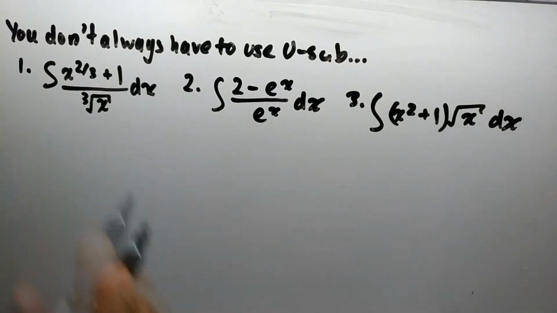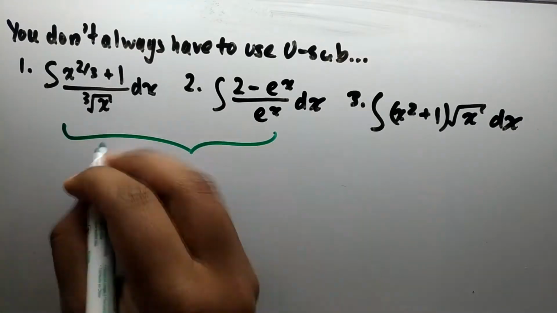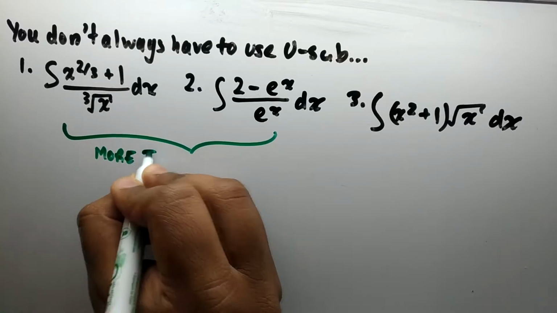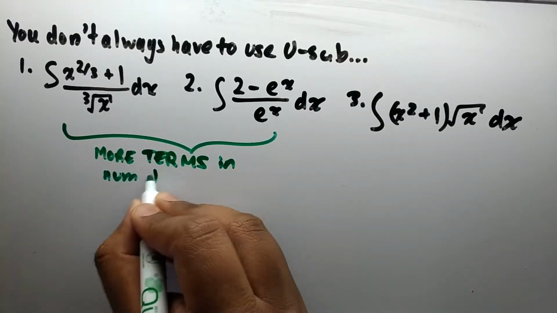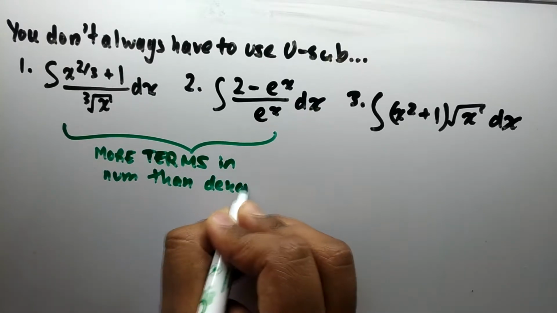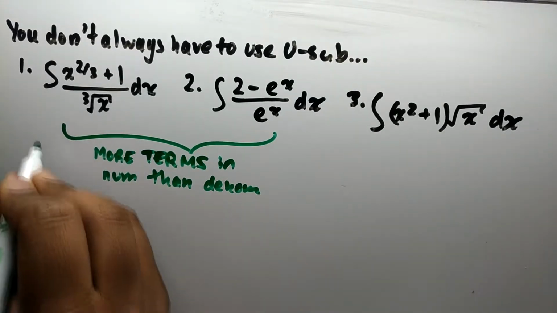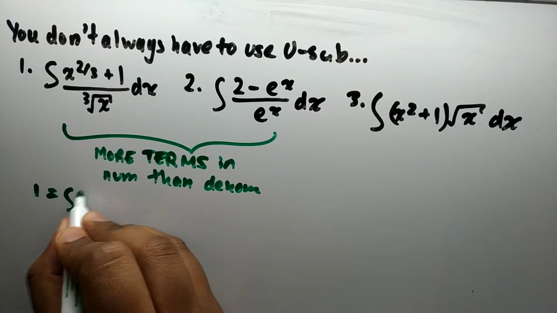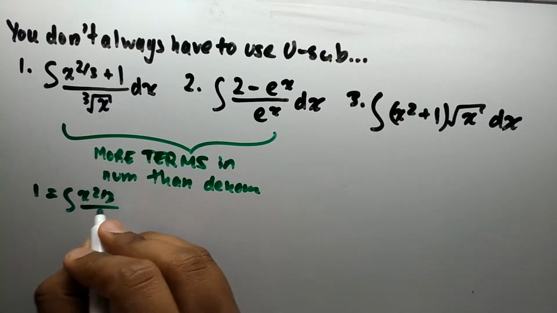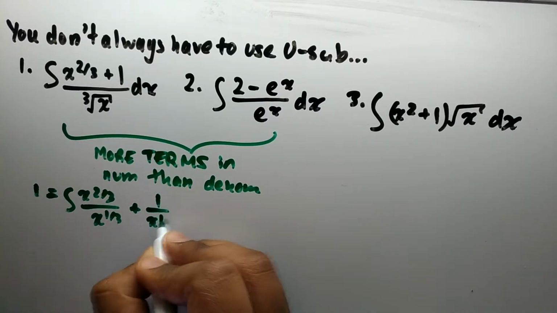Now, before we continue on with the rest of the examples, I just wanted to say that you don't always have to use U-sub. You might see these types of problems mixed into your U-sub problems. For the first two, you don't have to use U-sub because you can just break it up, because there are more terms in the numerator than the denominator. In this case, there are 2 terms in the numerator and 1 in the denominator. So you can split it up into the first term divided by the denominator, plus the second term divided by the denominator.